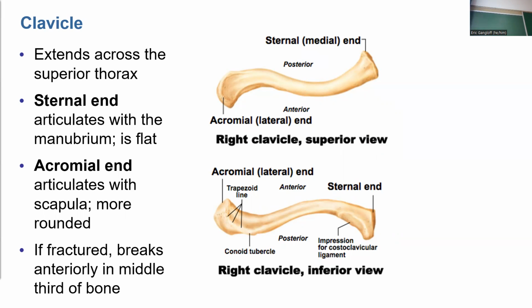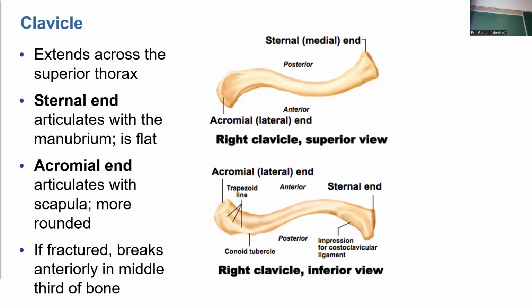As I mentioned, the clavicle articulates with the sternum on its proximal end, and specifically articulates with the superior most part of the sternum known as the manubrium. And on the distal end, the acromial end, it articulates with the scapula. And we talked about that. And you can see that the sternal end is kind of flat, whereas the end where it articulates with the scapula is more rounded there. And that's one of the features that we'll look at in lab.